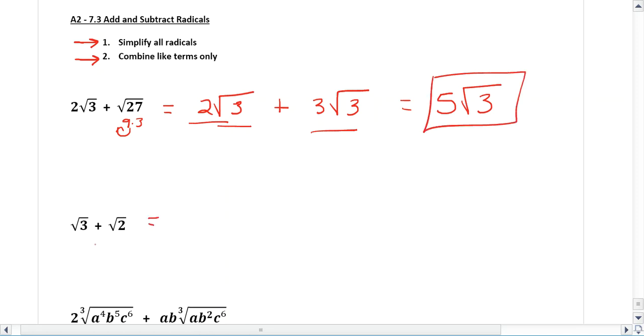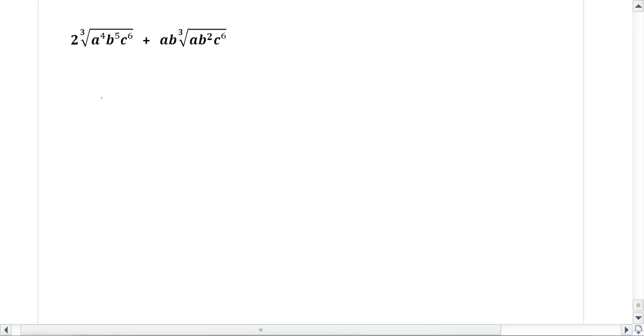Second example, nothing to do here. These cannot be added. They are not like terms. This just remains square root 3 plus square root 2. You're done. That's it. Let's look at a little more challenging example.